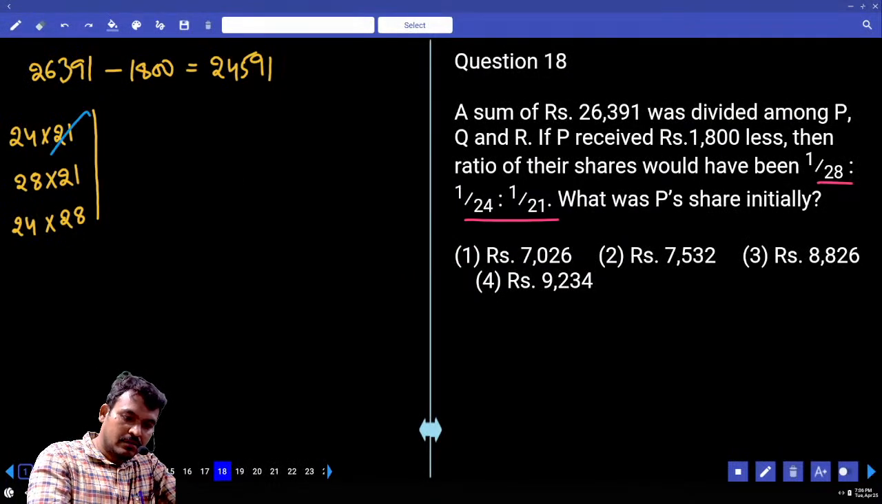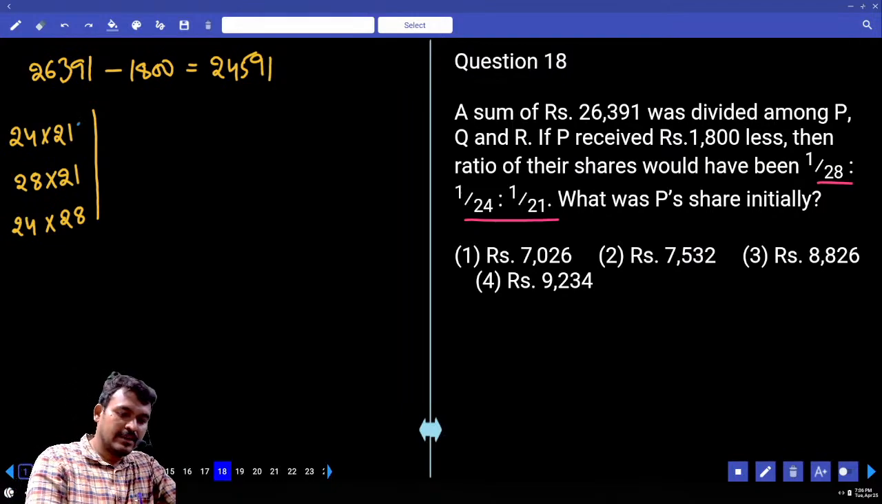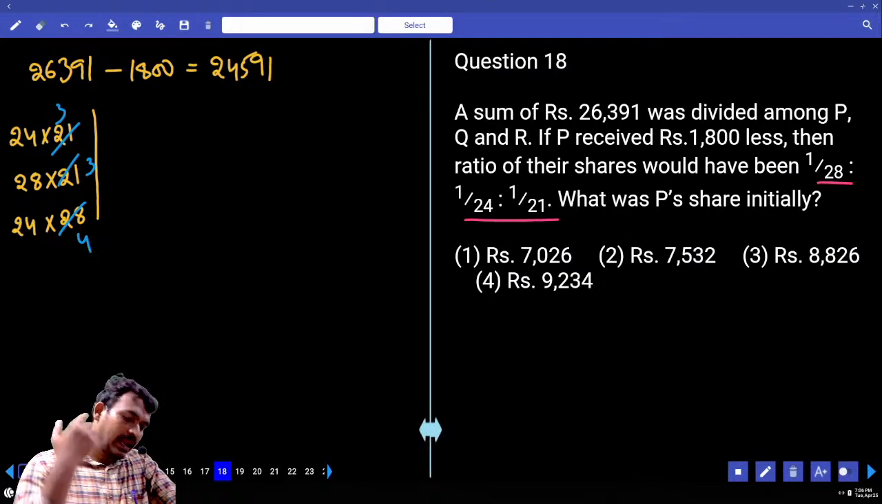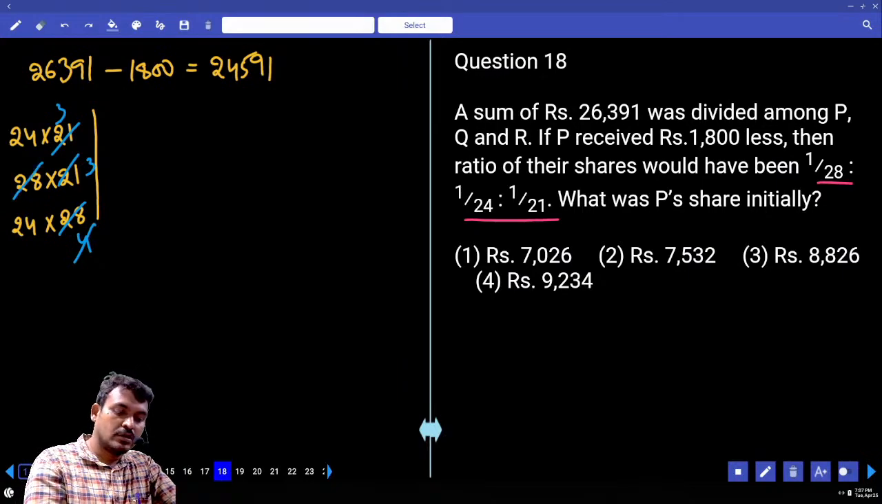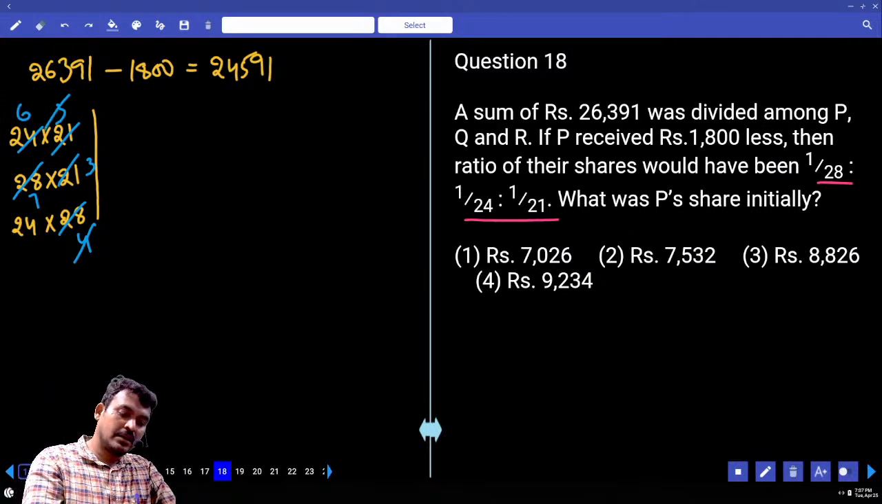7 multiples. 7 3s are 21, 7 4s are 28. Next, all are in 4 multiples. 4 1s are 4, 4 7s are 28, 4 6s are 24. Any other cancellations? 3 1s are 3.